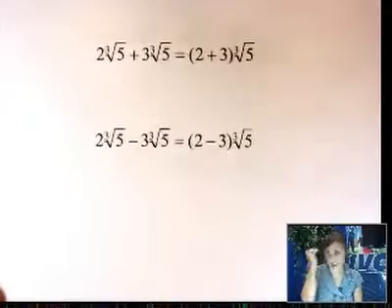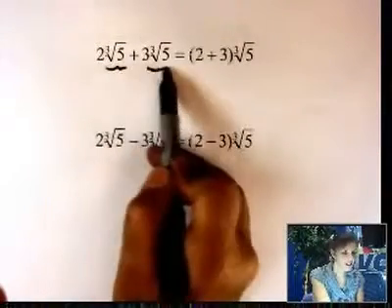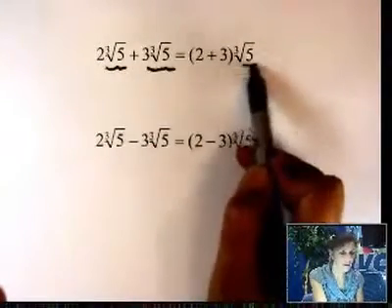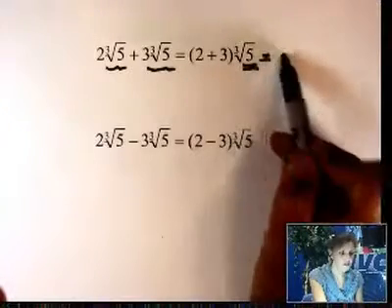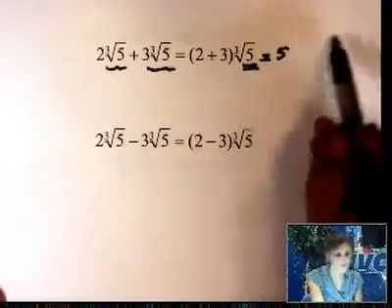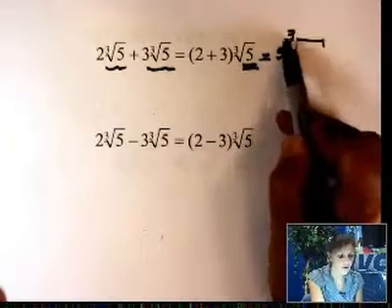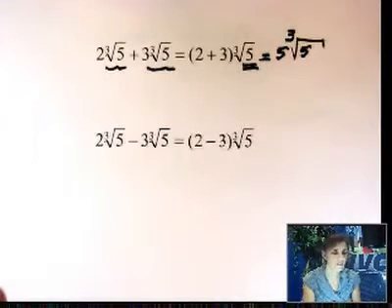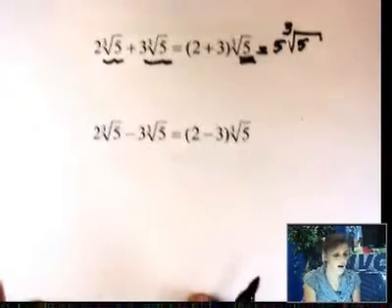Let's look at it again, the same thing. Indices are the same. Pull them out. 2 plus 3, so 5. It doesn't matter if it's square root or cube root. You have 5 cube root of 5. Does it make sense? All right.